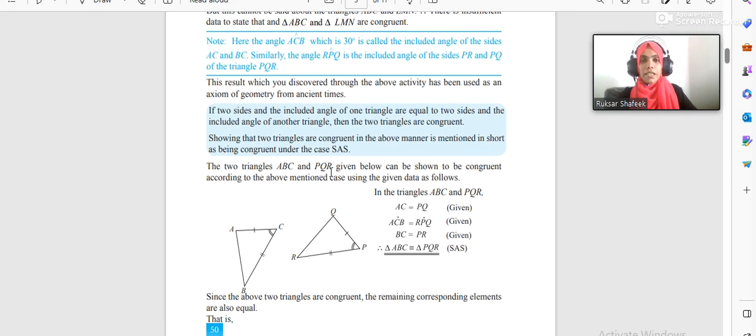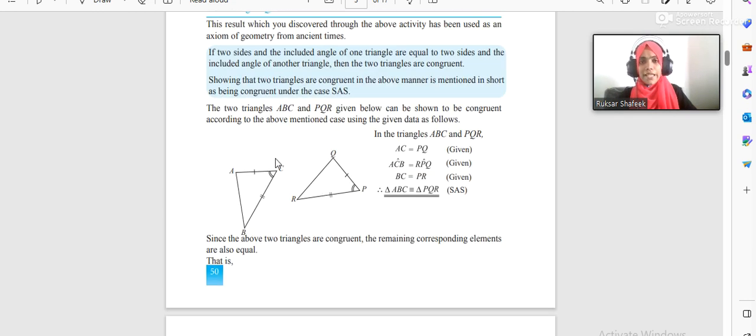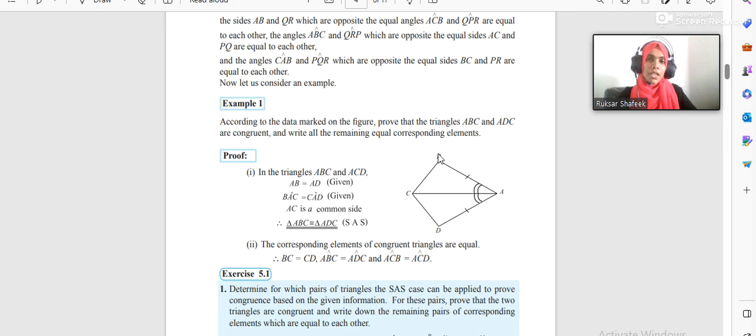Looking at the examples over here: according to the data marked on the figure, prove that the triangles ABC and ADC are congruent. Basically we need to prove that when triangle ABC is kept on top of triangle ADC, they do not overlap and they are congruent. To prove that, we are going to use case 1, which is side angle side. We need to prove that 2 sides of the 2 triangles are equal and the included angle is equal.